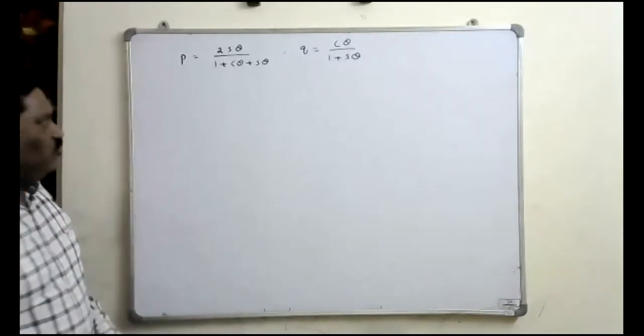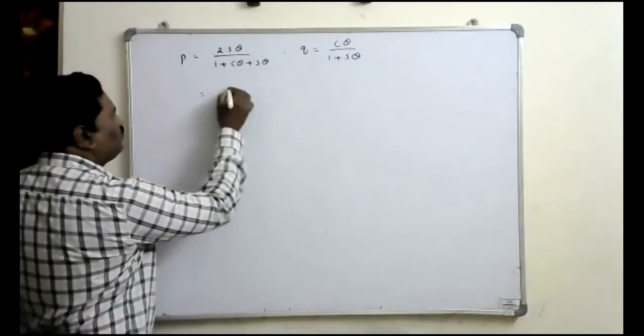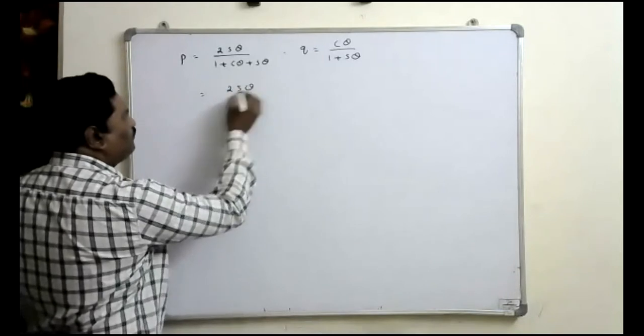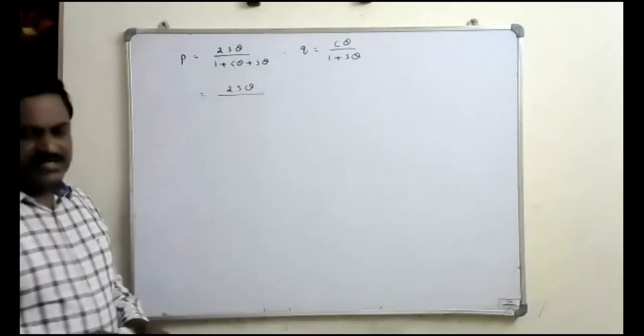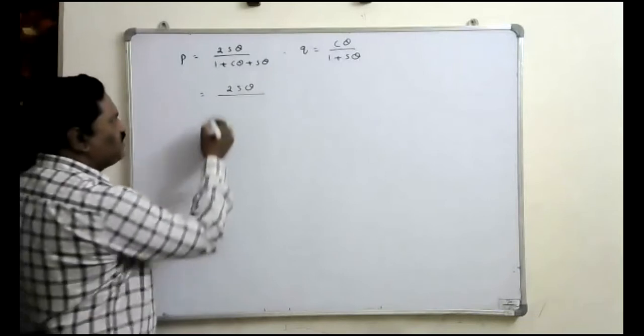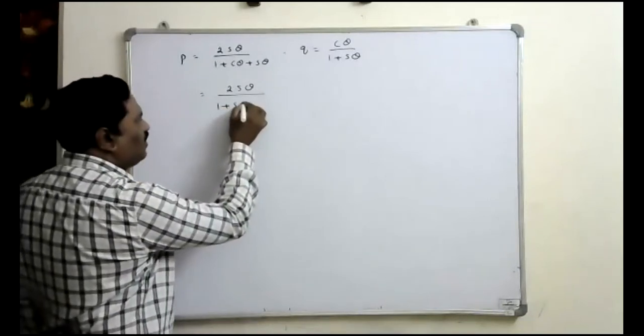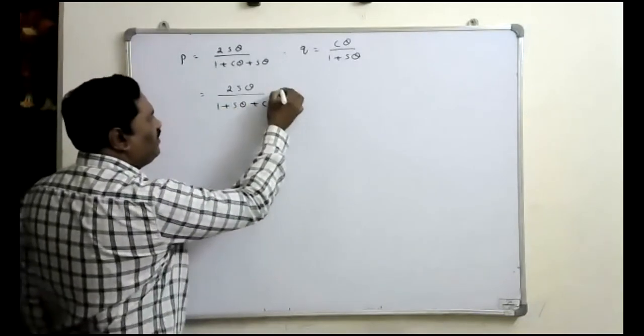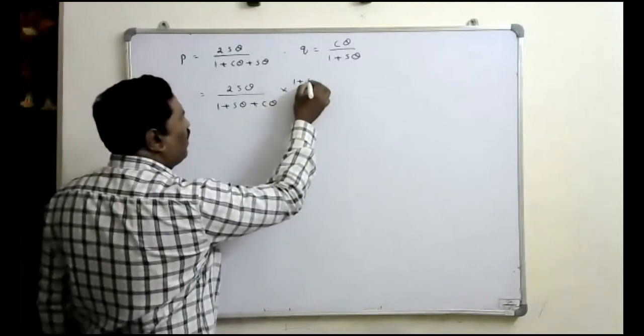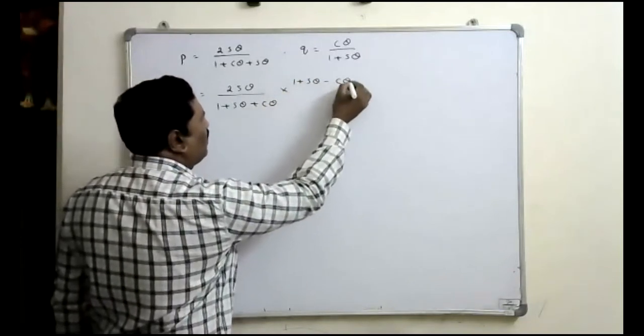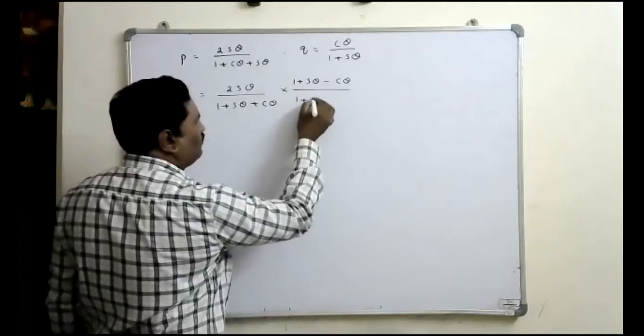For that, what we will do is, it is 2 sin theta upon 1 plus cos theta plus sin theta. This I will write as 1 plus sin theta plus cos theta. Then here I will multiply and divide by 1 plus sin theta minus cos theta, multiply and divide.